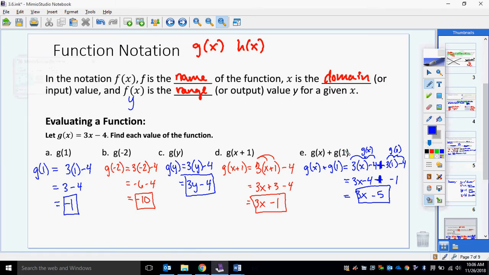I want you to notice the difference. Over here, I had g of x plus 1. X plus 1 was in the parentheses, and I got 3x minus 1 for my answer. Look over here, I had g of x plus g of 1. Those are two separate things. So x plus 1 in parentheses is different than x and then plus 1.